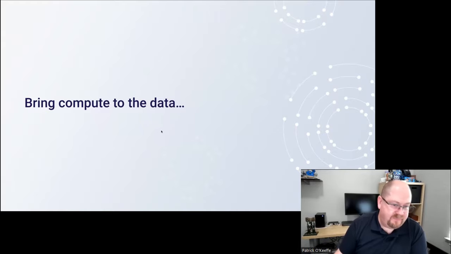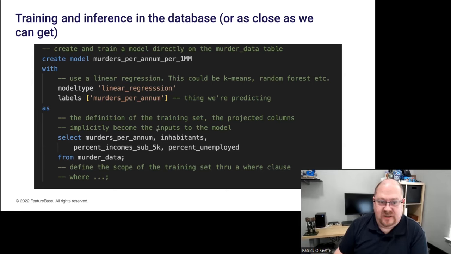Bringing compute to the data. So this was another variant of some stuff that was obvious for customers that wanted to be able to do this. This is a contrived example, but let's assume for a minute that I have some demographic data about crime in cities, and I'm a city planner, I want to build a new city somewhere, and I want to predict based on some demographic data what the murder rate might be.